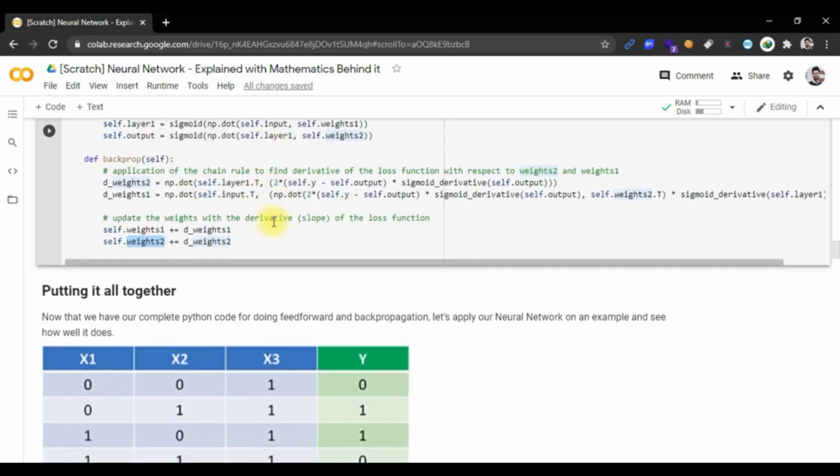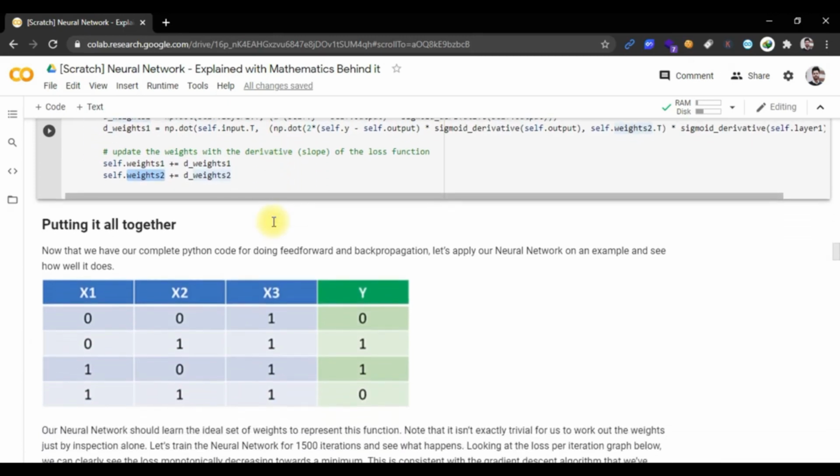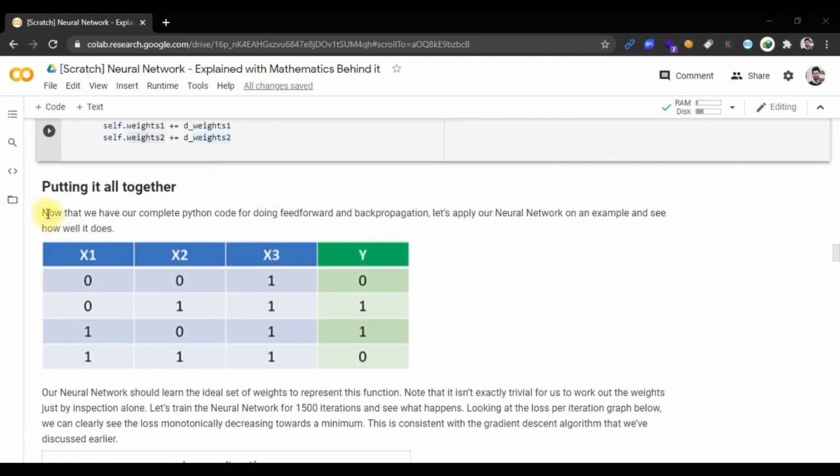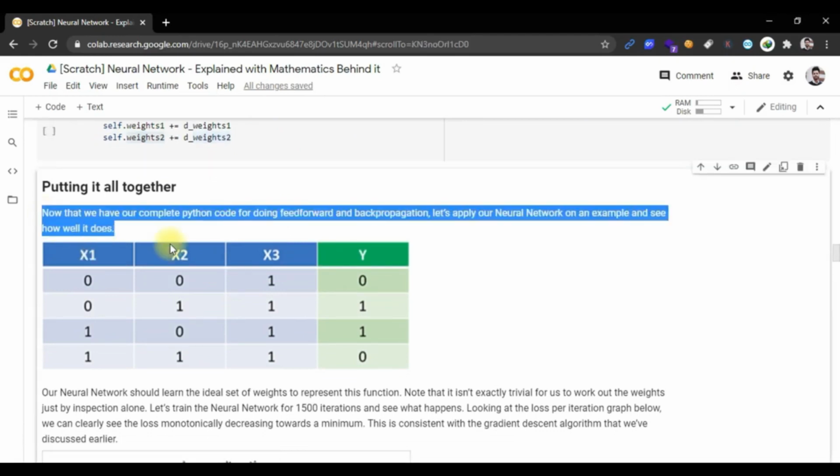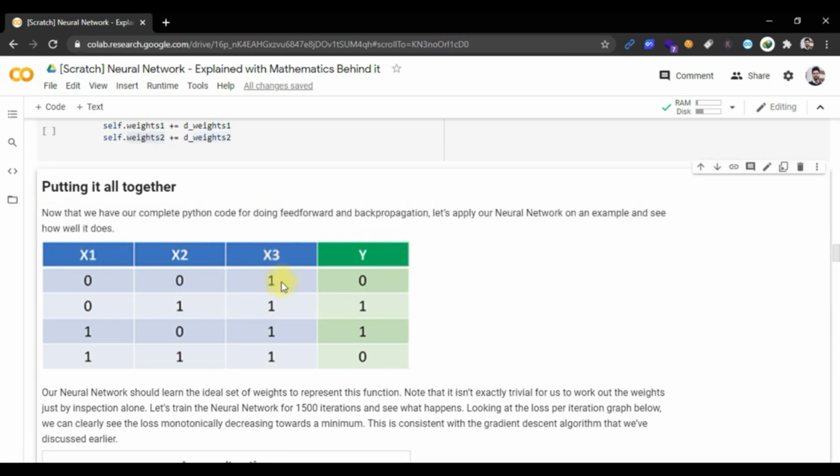So now we have the complete Python code for feed forward and back propagation. Let's apply our neural network on an example to see what it does. You can see here that all our data is here, that is x1 and x2, and this is the actual output, this is the predicted output. The actual output and predicted output have some differences here: the first and last values are not correct, but the second and third are correct.